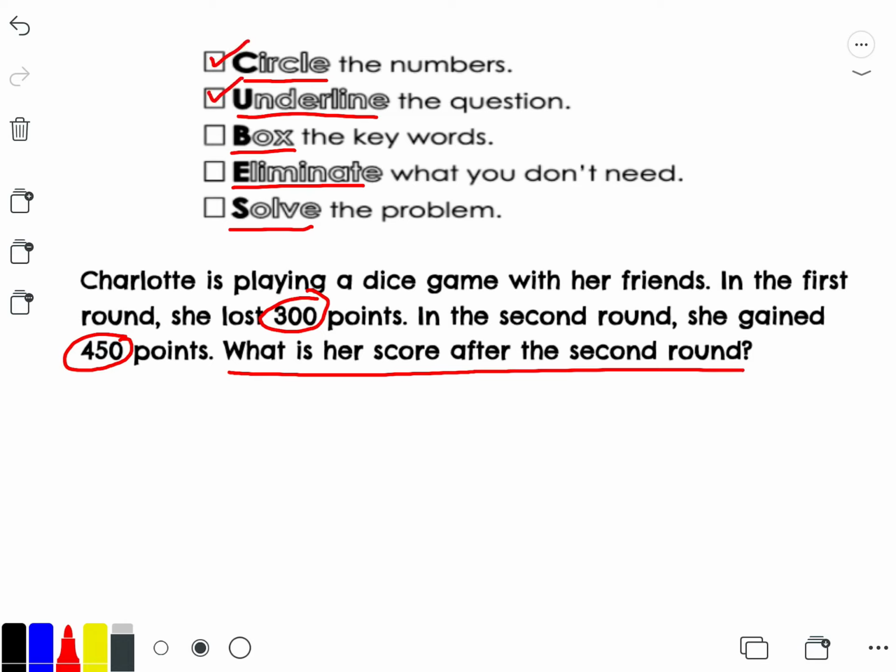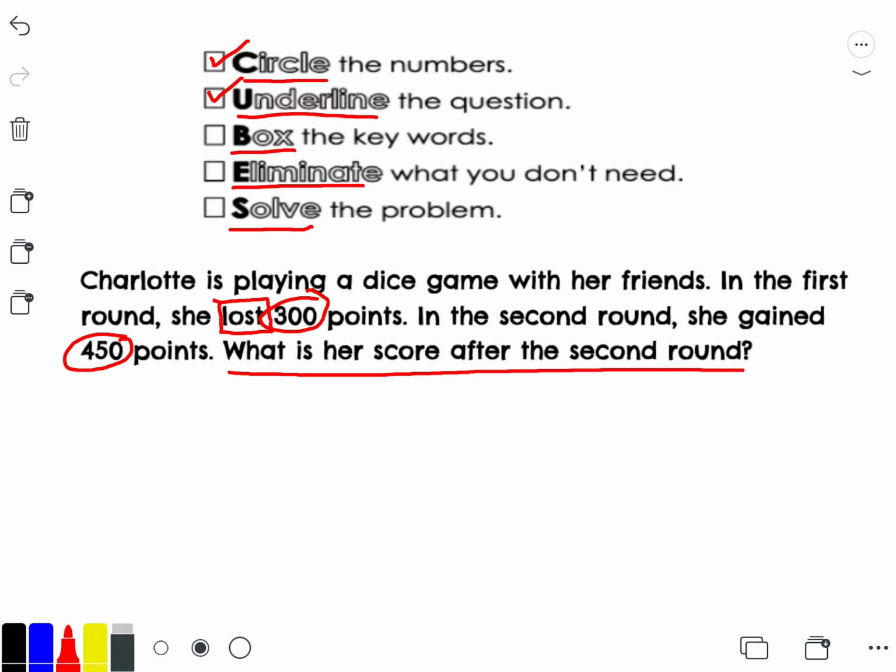All right, the next step is to box the keywords. So I'm going to read the first sentence and you tell me what keywords do you see, if any. So Charlotte is playing a dice game with her friends. Do you notice any keywords? All right, no. So the next one says, in the first round, she lost 300 points. Do you see any keywords? Good job. So lost, so I'm going to put a box around lost.